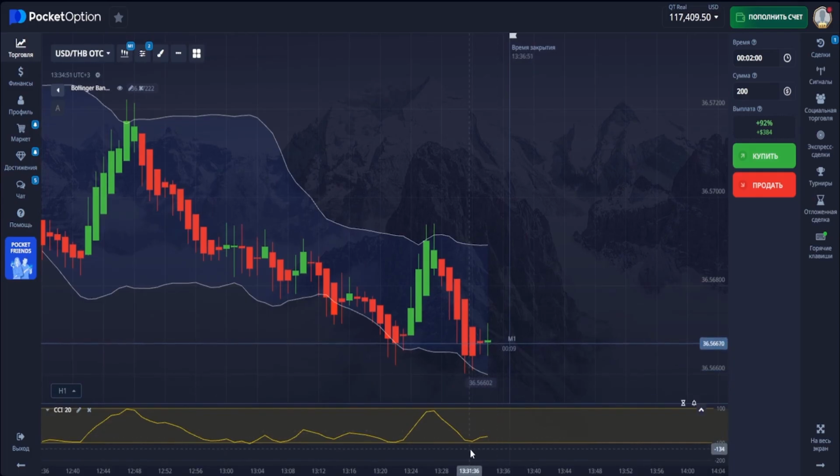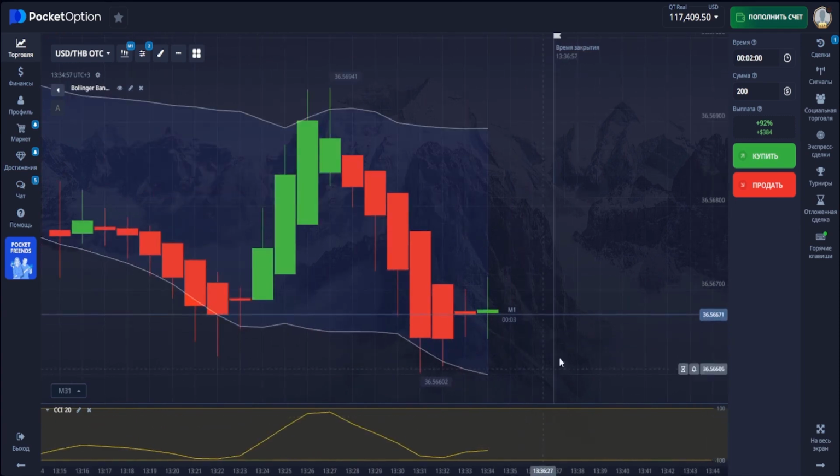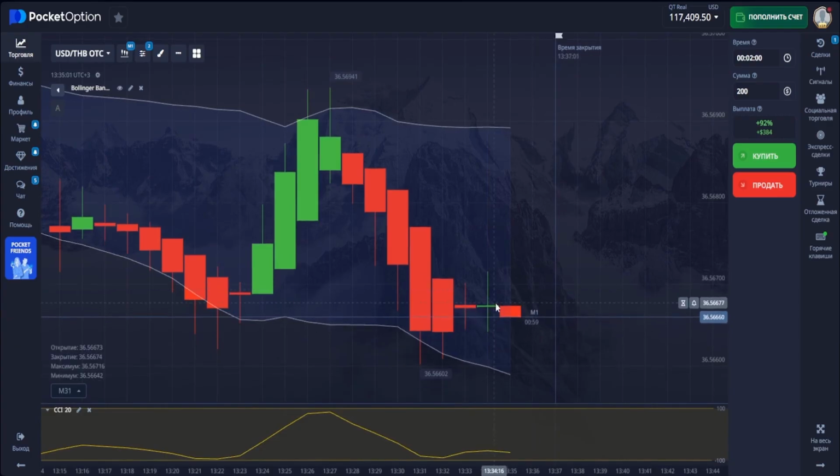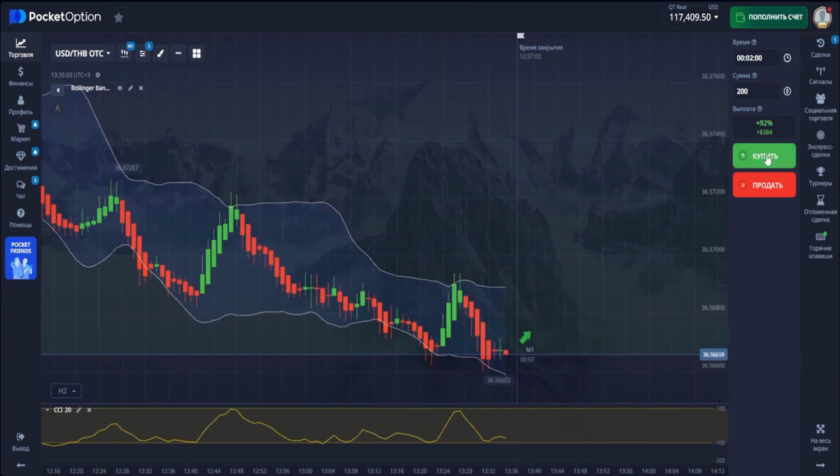Let's look at the CCI indicator. It hasn't actually left the oversold zone. That's not great, but in any case, we can still go for an upward trade here if the current candle closes green. This is an indecisive candle, but there are also support zones. All right, let's go for it.